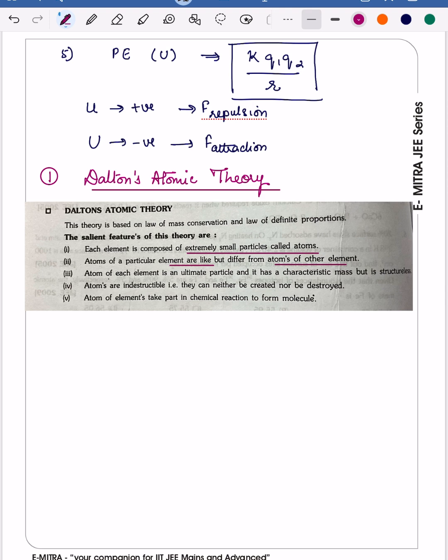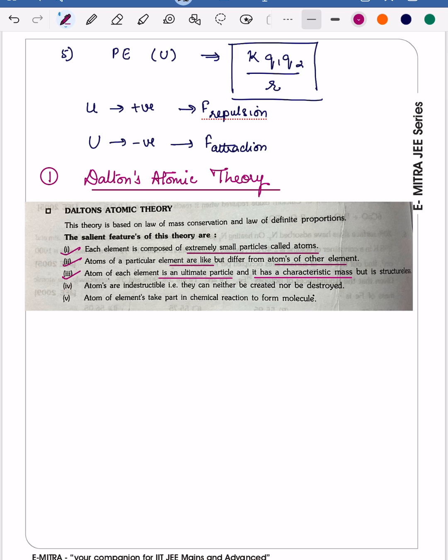Okay, then the third point that he said, that atom of each element is an ultimate particle. Ultimate particle means it is an absolute, smallest particle, and it has some characteristic mass, means it will consist of certain mass because it is a part of matter. So what is matter? Matter is something which occupies space and has mass. So atom will also have a characteristic mass, but it is structureless because he did not describe the structure of atom. He talked about the existence of atom. He said that atom is the smallest particle, but he's not talking about the structure, how it looks.